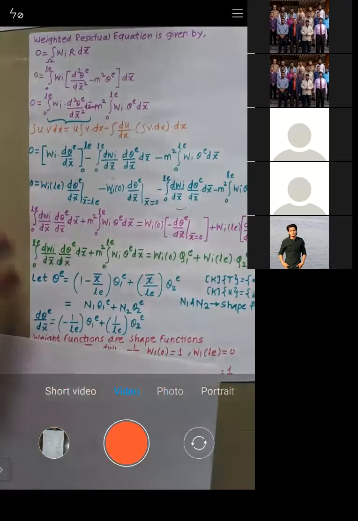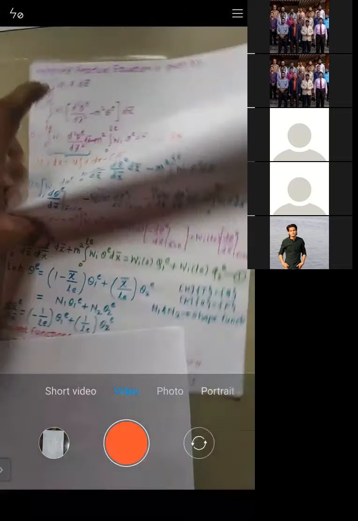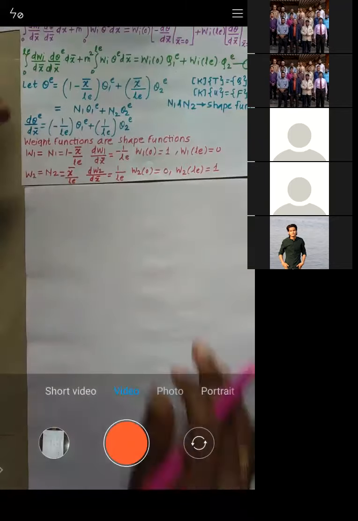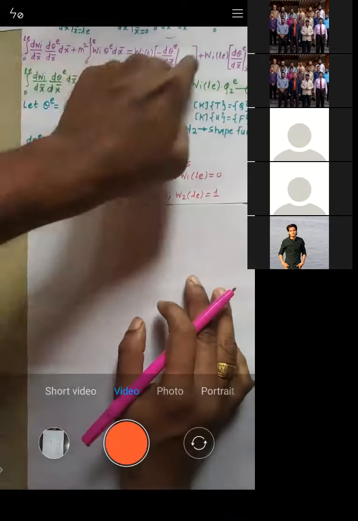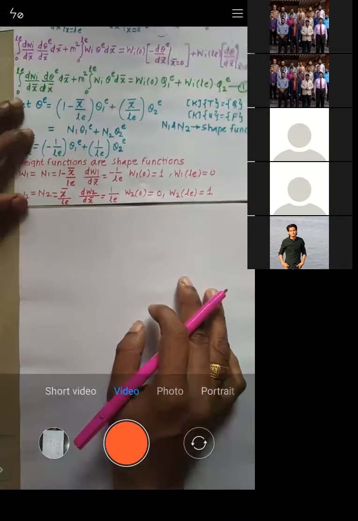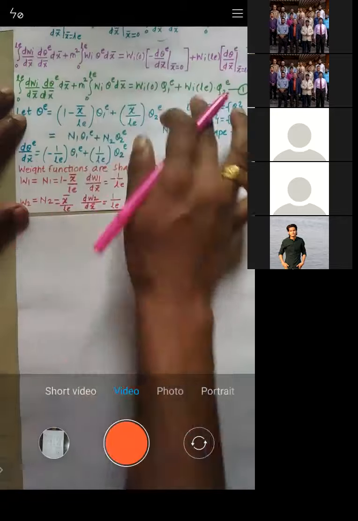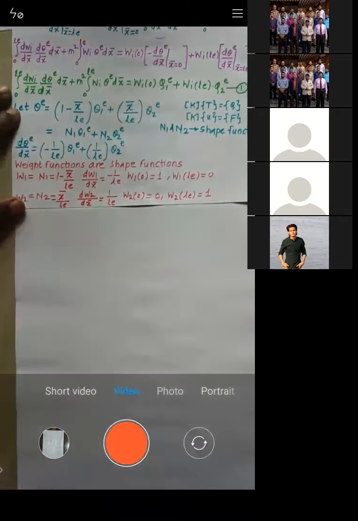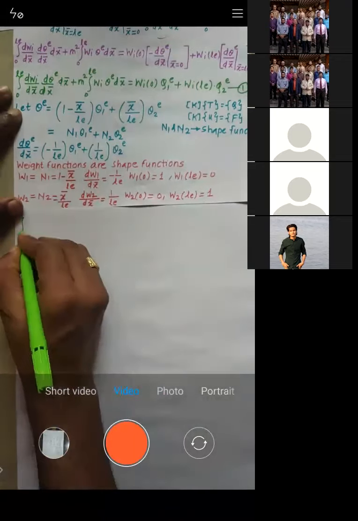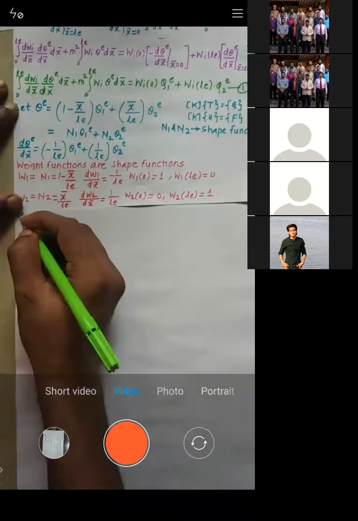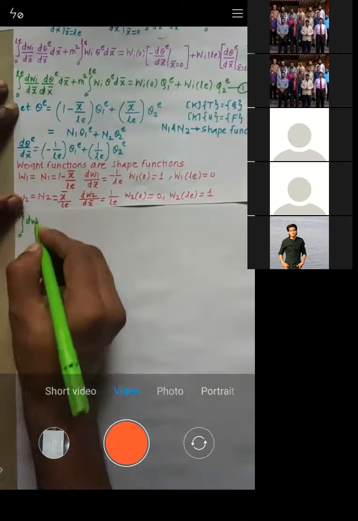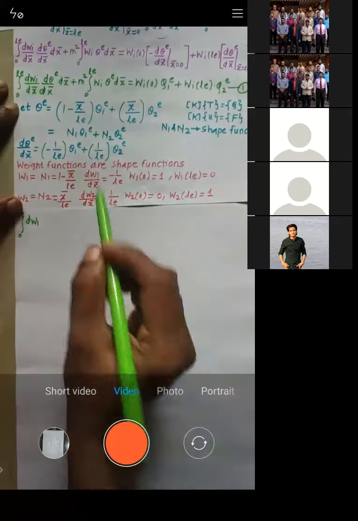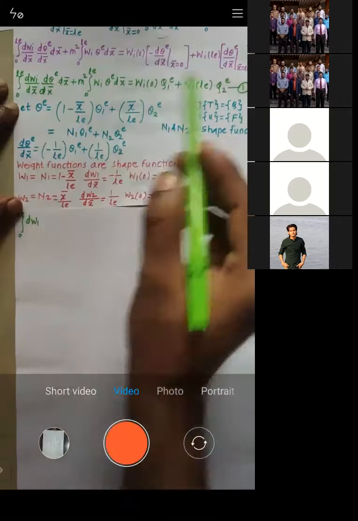Is it clear? Right? Now let us solve the equation. Okay, so I will just rewrite equation number 1 by considering the first weight function. I'll write it as the integration from 0 to LE of dw1. Try to understand, I have not written dwi, I have written dw1. Now I will put it as 1 and write down the equation.